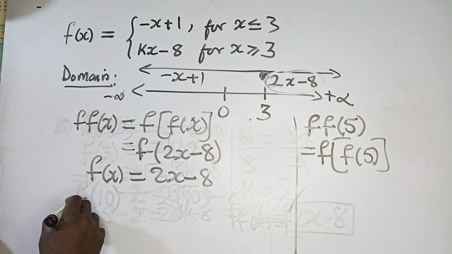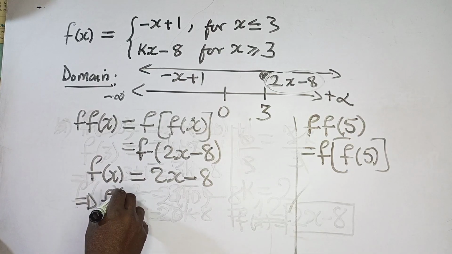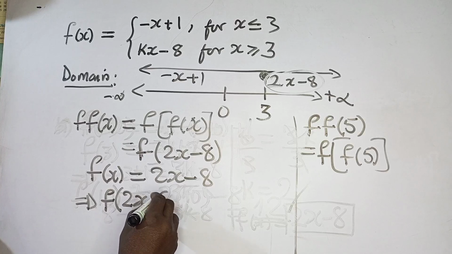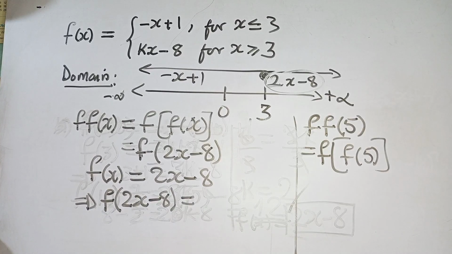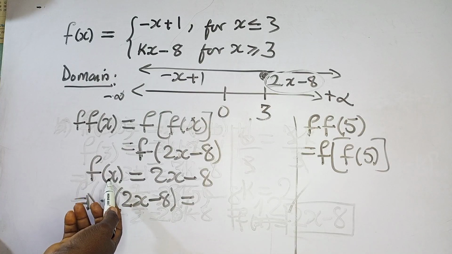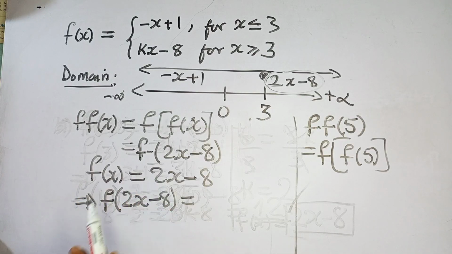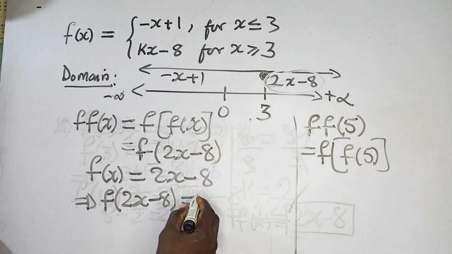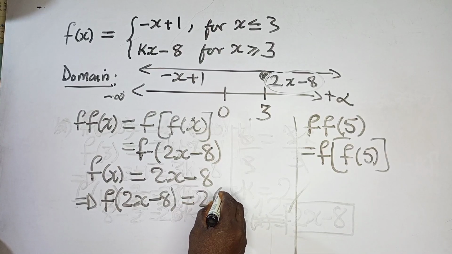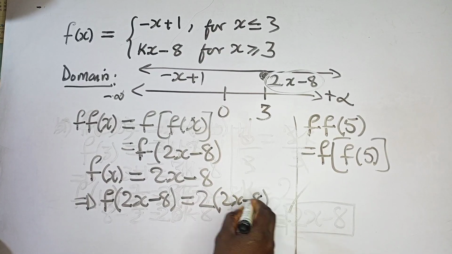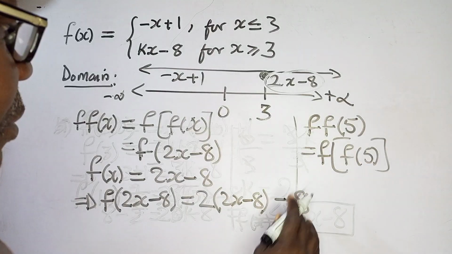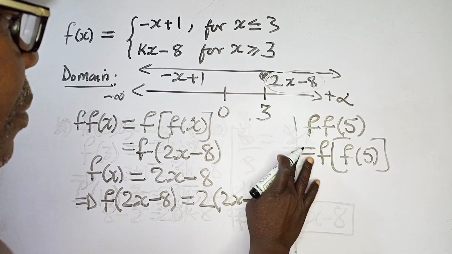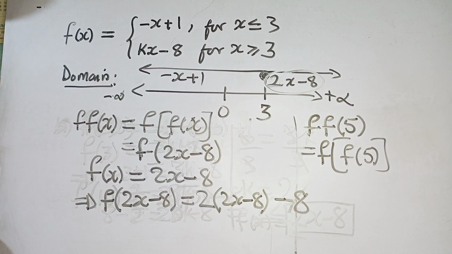Now here, what is f carrying? F is carrying the expression 2x minus 8. It will do the same thing. Functions are like sets of instructions. The function has 2 instructions here. Whatever it carries, instruction number 1, it multiplies by 2. Instruction number 2, it subtracts 8 from the result. So now it is carrying 2x minus 8. It will do the same thing. Instruction number 1, it multiplies what it is carrying by 2. Instruction number 2, it subtracts 8 from the result. It's as simple as that.